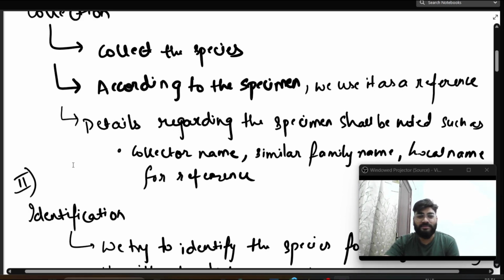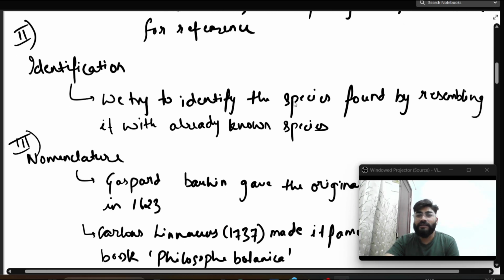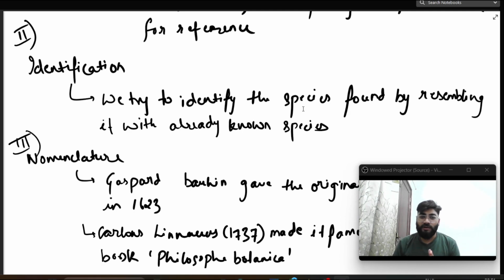Then the second step is identification. We try to identify the species. Let's say we have found the cat. So we know the cat is there. According to our own knowledge, we compare it with the already known species. We know it is a cat, but it is a new species of cat. So we try to resemble it.